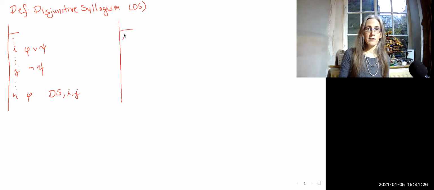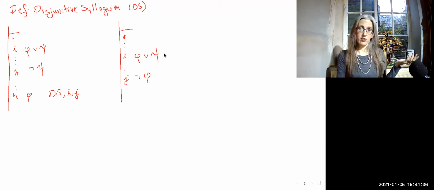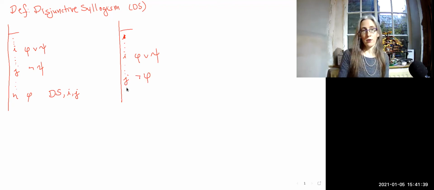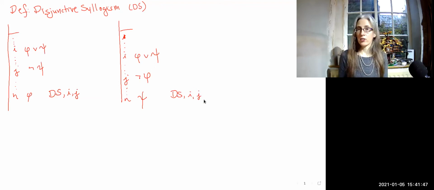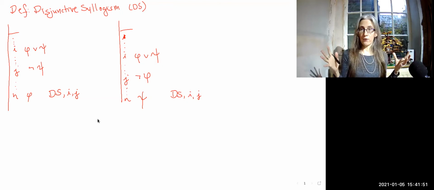The other version of it starts from the same starting point, line I, you've got some disjunction phi or psi, except this time on line J, what you have is the negation of the left-hand disjunct, so not phi. But that means on line N, you can conclude psi, the right-hand disjunct, and exactly the same annotation, disjunctive syllogism, lines I and J. So there's the schematic form of the rule.